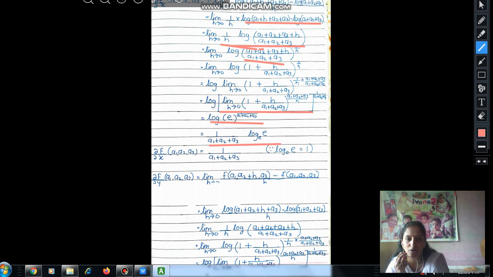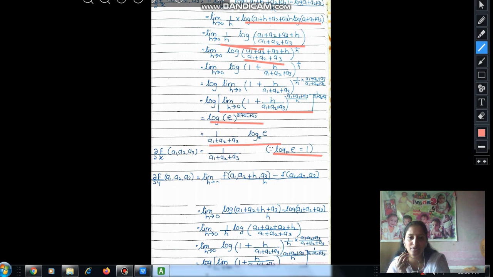Log of a raised to x is equal to x log a, that is, 1 upon a1 plus a2 plus a3 into log e to the base e. Now log e to the base e is equal to 1. So the answer is 1 upon a1 plus a2 plus a3.